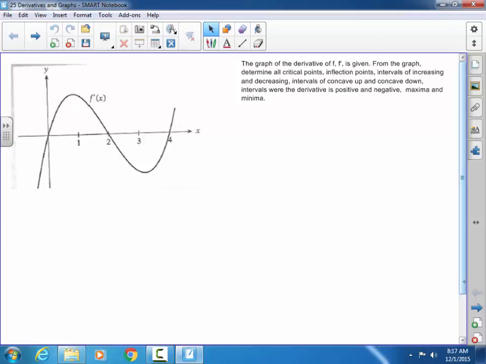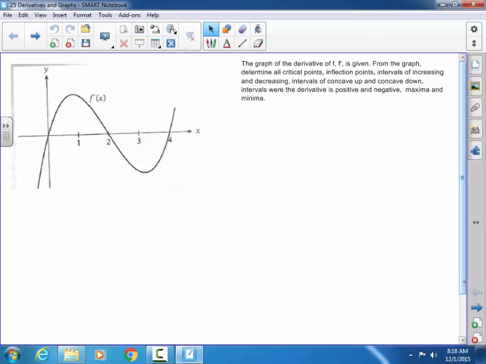So today, we're talking about 25, derivatives and their graphs. And I want you to just read the instructions there. The graph of the derivative of f, which is f prime, is given. So that's the derivative graph. It's not the function, it's the derivative of it.